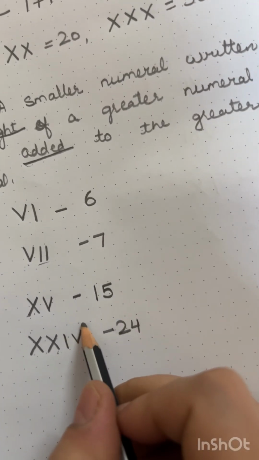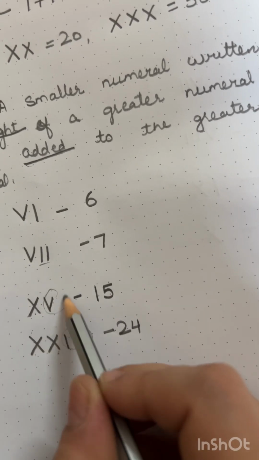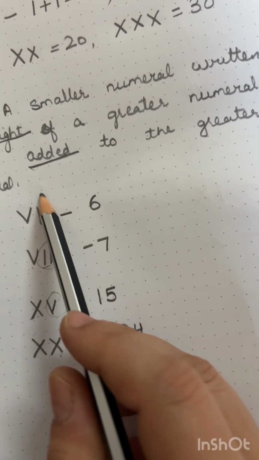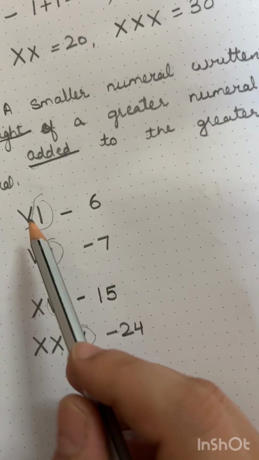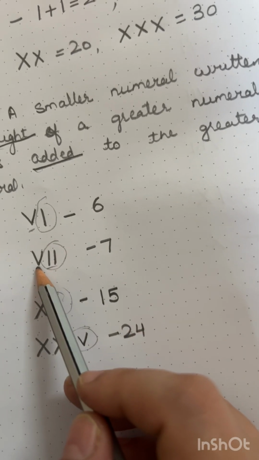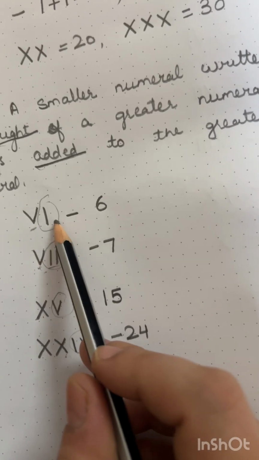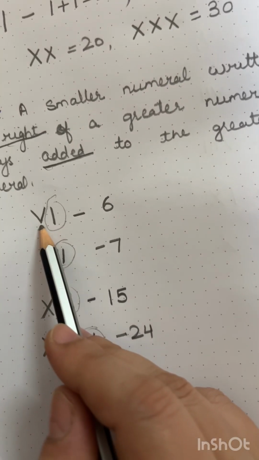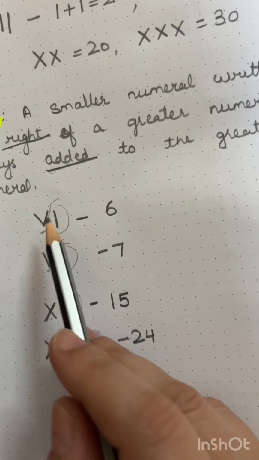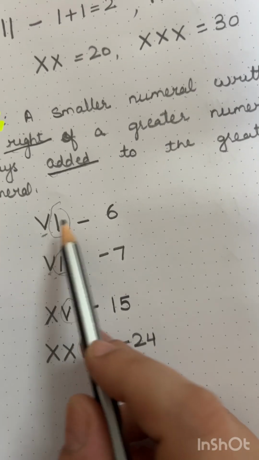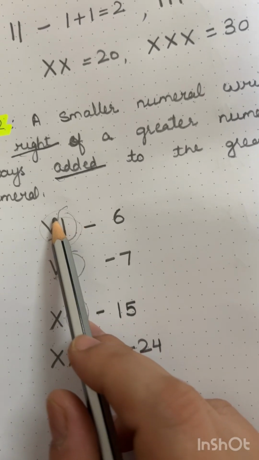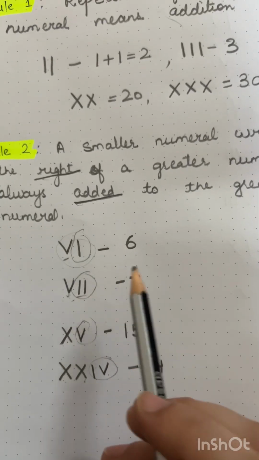Here you can see all the numbers written on the right side are smaller than the number written on the left side. So rule number 2 is a smaller numeral written to the right side of the greater numeral. We have to always take the greater numeral on the left side and the smaller numeral on the right side. Then we are going to add both the numerals. So this is our second rule.